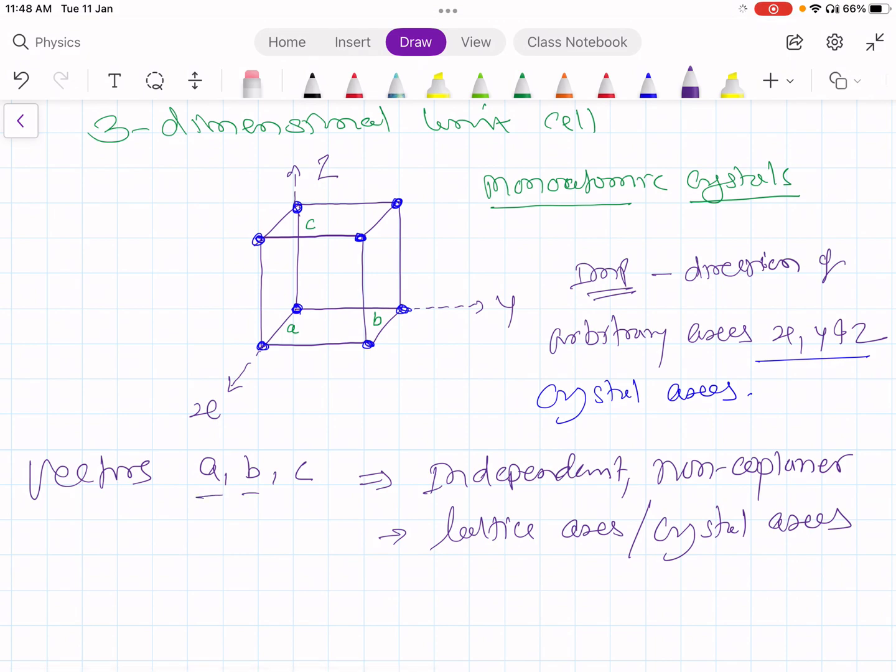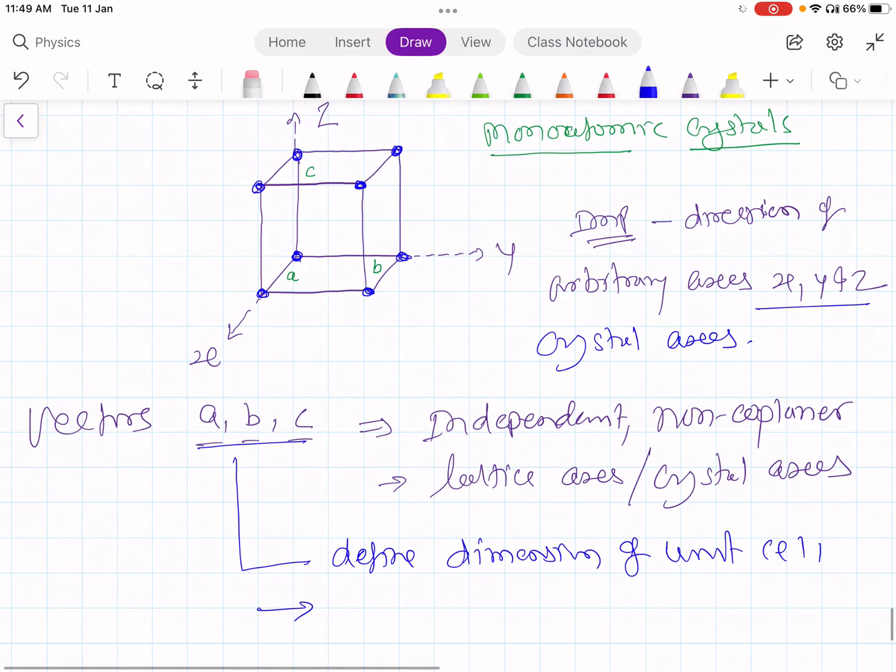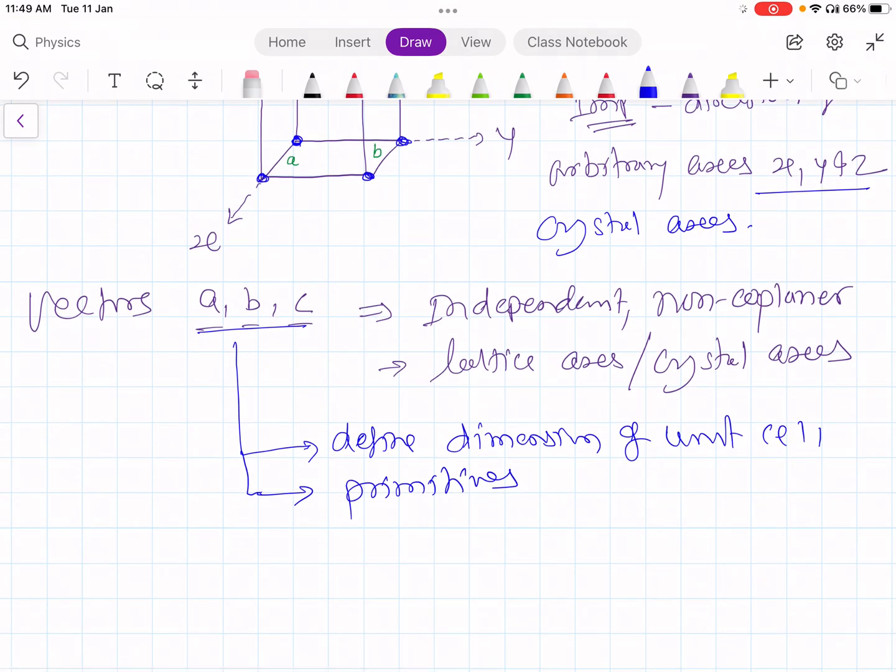And these vectors A, B, and C are nothing but the intercepts along x, y, and z directions, and they determine the dimension of the unit cell. They define the dimension of the unit cell and are called primitives. A, B, C, these three vectors, which are independent and non-coplanar, are called primitives.